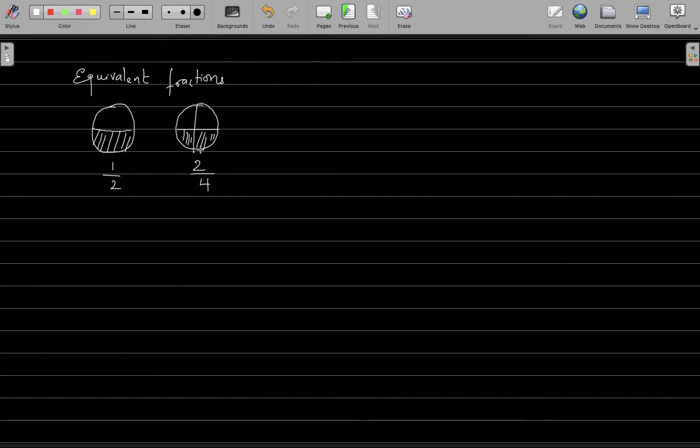Now if you look at this, they both are the same. That is, I am considering a similar portion of the same whole object. But in fractions, I can represent it in a different way, because I am dividing this into four parts and choosing two of the four parts. Because I am dividing this into two parts, I am choosing only one of the two parts.